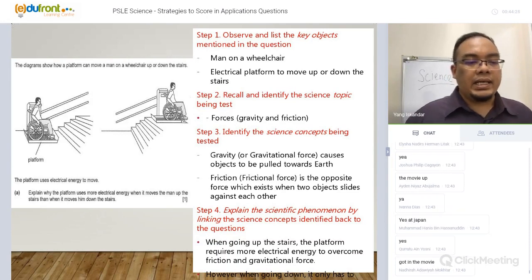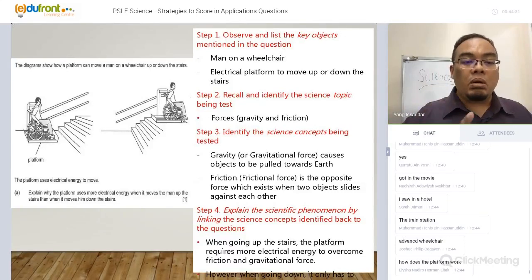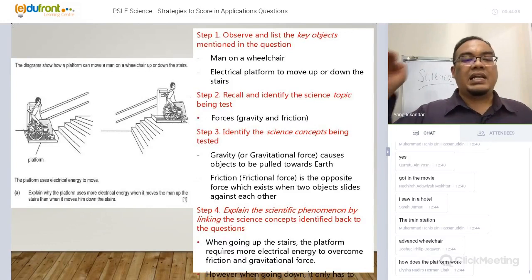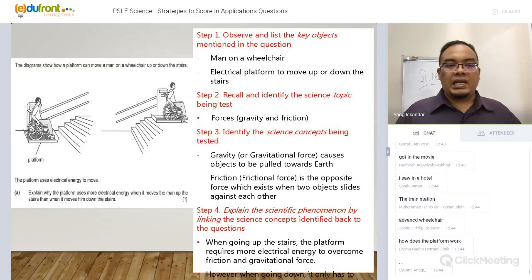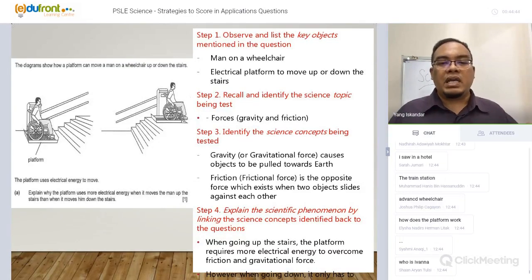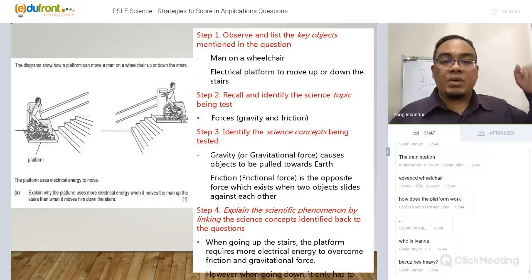So the question here: the platform uses electrical energy to move. Explain why the platform uses more electrical energy when it moves the man up the stairs than when it moves the man down the stairs. This is a very common question. I can also change the question a little bit. I can ask you, why is it that when we are going up the stairs, we feel more tired, right? It's more difficult to go up the stairs than when we are going down the stairs.